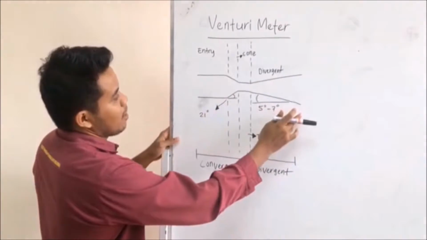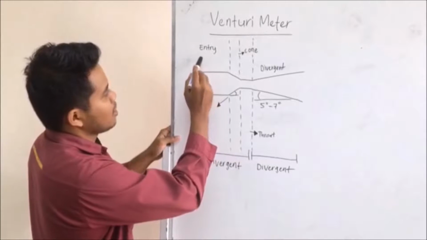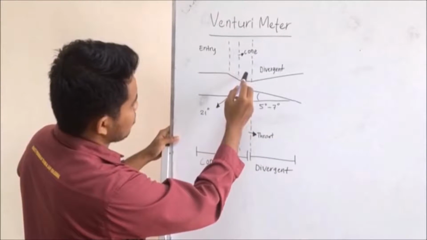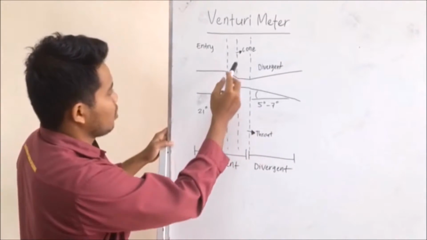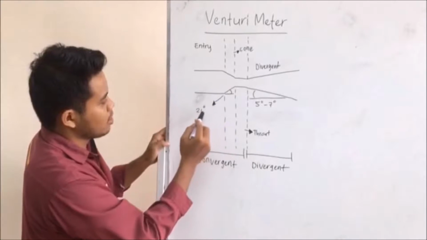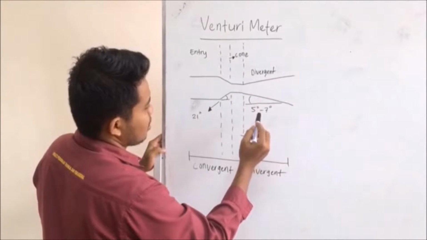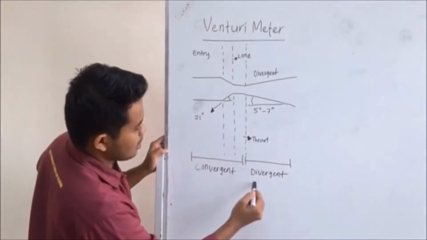Okay, this is part 1, the entry. Part 2 is the cone. The third part is the throat. The cone has an angle of 21 degrees. This part is the divergent, which has 5 to 7 degrees. This is convergent and this is divergent.